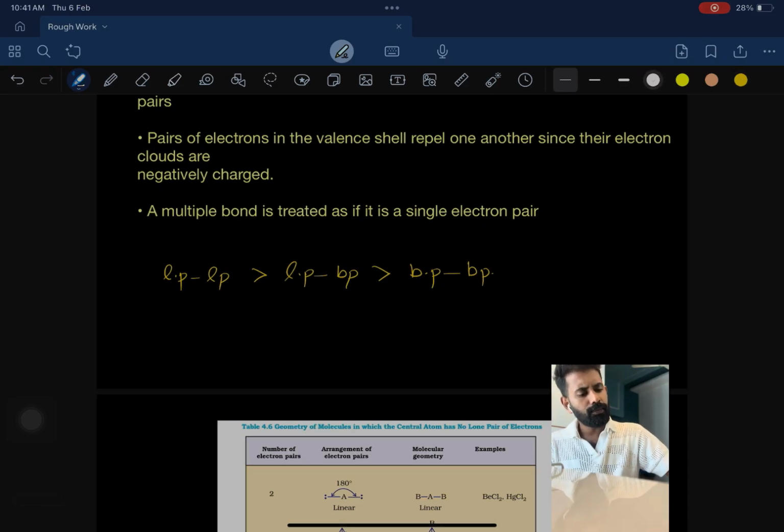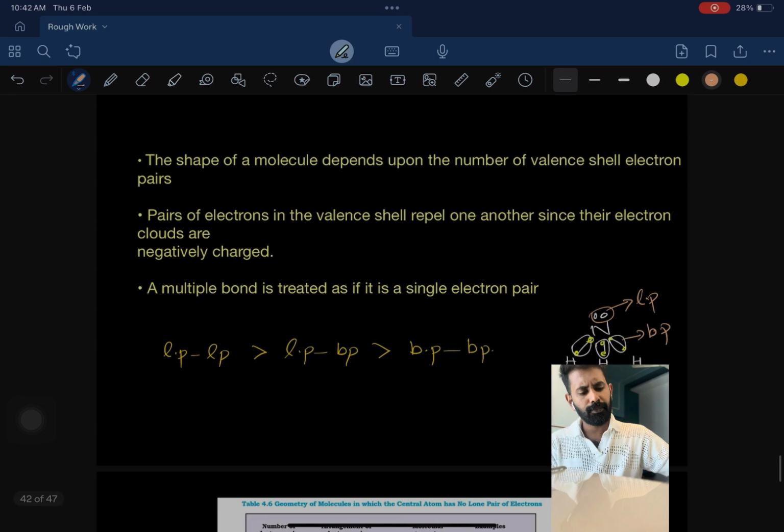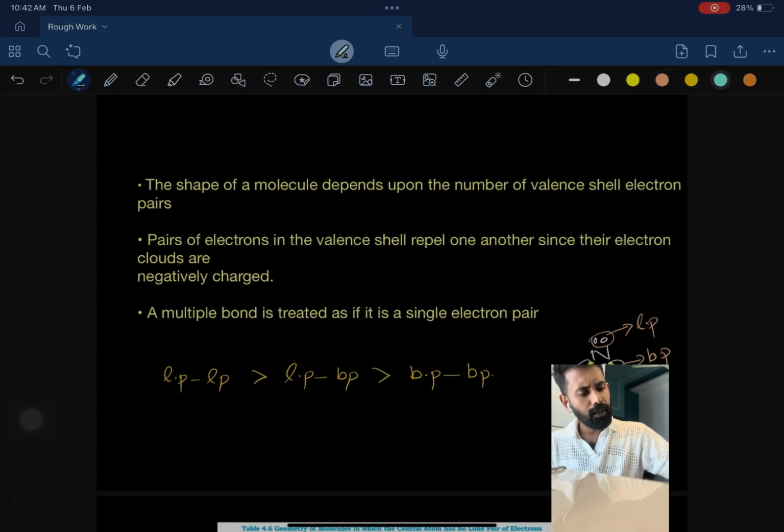So I'm writing an example, NH3, which is ammonia. We can draw this structure based on the Lewis dot structure theory. Here we can see there are two electrons shared between nitrogen and hydrogen. Such electron pairs which are shared between two atoms are called bond pairs. So this is bond pair, bond pair, bond pair. There are three bond pairs in ammonia. And now we can see two electrons which are not shared at all, and such unshared electron pairs are called lone pairs. So these are bond pairs, and the unshared electron pairs are lone pairs. That's it.